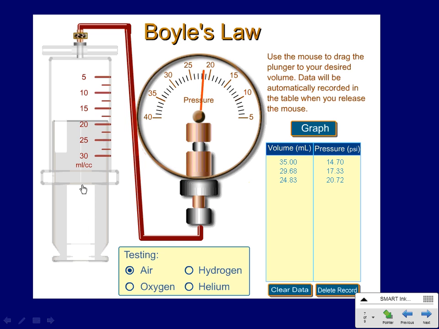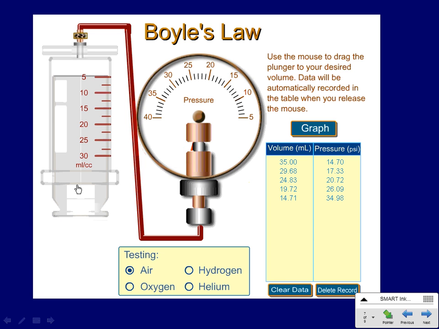I'm going to move this to 15, and that says 19.72 is 26.09 psi. And we'll do a few more data points. I'm going to move that down to 10. That's 14.71 milliliters, 34.98 psi.